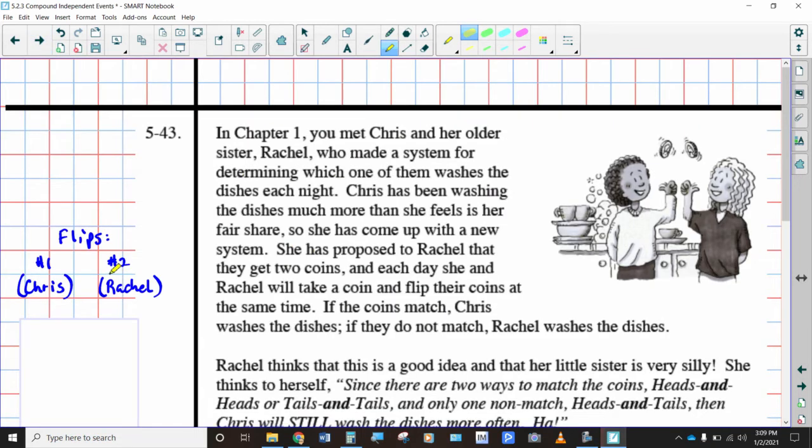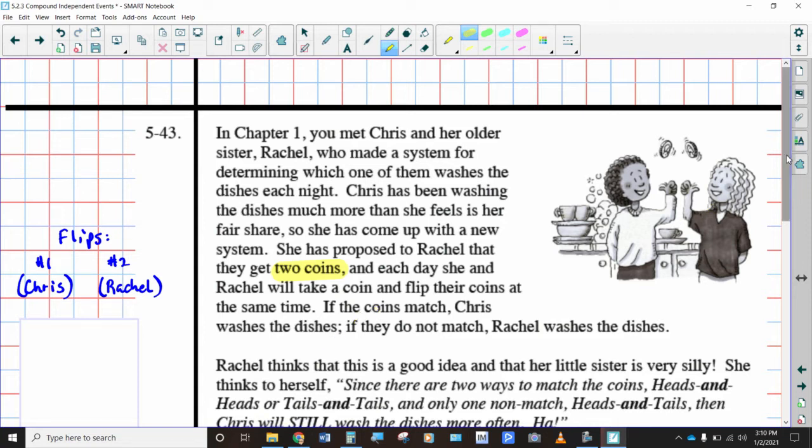All right, in chapter 1, you met Chris and her older sister, Rachel, who made a system for determining which one of them washes dishes each night. Chris has been washing the dishes much more than she feels is her fair share. So she has come up with a new system. She has proposed to Rachel that they get 2 coins. And each day, she and Rachel will take and flip the coins at the same time. If the coins match, Chris washes the dishes. If they do not match, Rachel washes the dishes.